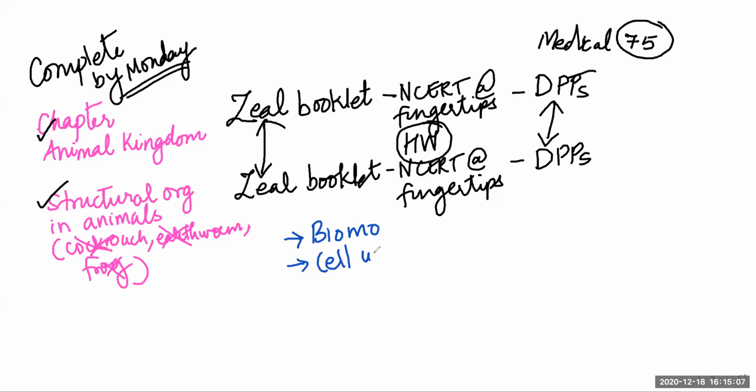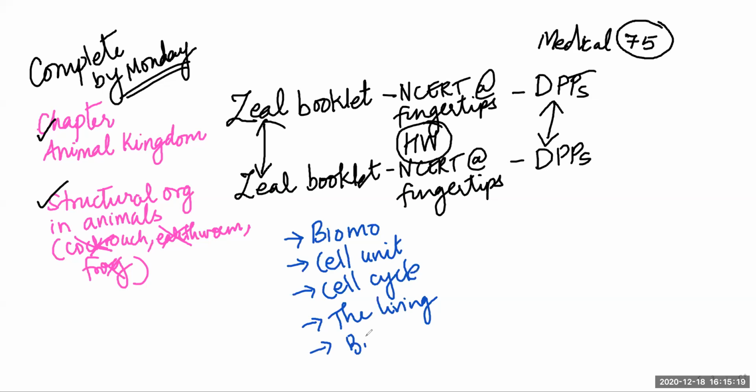Just to give you an idea, the chapters that have been completed are biomolecules, cell the unit of life, cell cycle and cell division, then the living world and biological classification. All these chapters have been completed, and I had spent almost 45 to 50 minutes of one of my lectures on this.